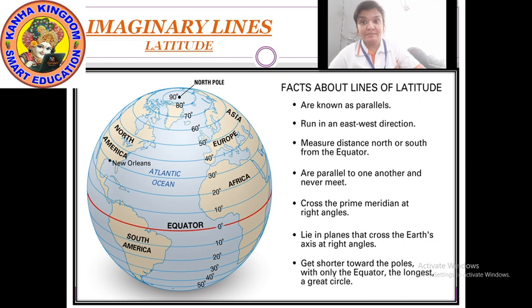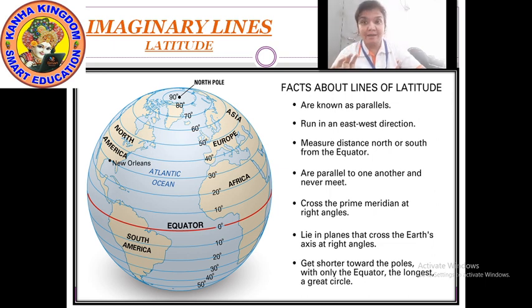These lines of latitudes, or the parallels of latitudes, measure the distance north or south from the equator. Now where is the equator? The equator is in the center of the earth, the exact middle of the earth. I told you it divides the earth into two equal halves. So the line of latitude measures distance north or south from the equator.